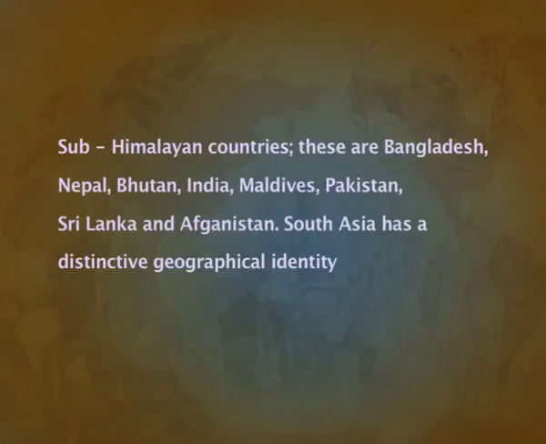Now, South Asia consists of sub-Himalayan countries. These countries we have just listed are Bangladesh, Nepal, Bhutan, India, Maldives, Pakistan, Sri Lanka and Afghanistan. South Asia has a distinctive geographical identity. We have the mighty Himalayan mountain range in the north and there are 3 water bodies in the south of the South Asian region. These are the Bay of Bengal, Indian Ocean and the Arabian Sea on the 3 sides of the region. These geographical features provide a natural boundary to the South Asian region.